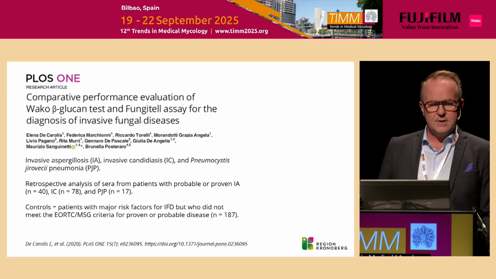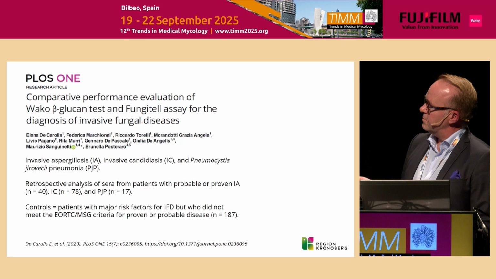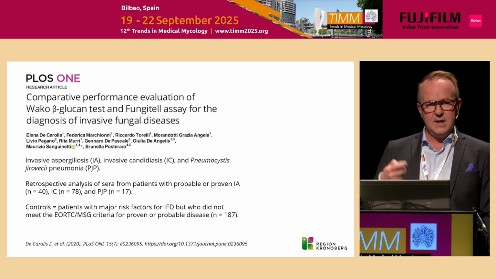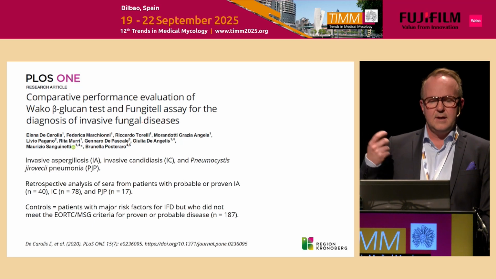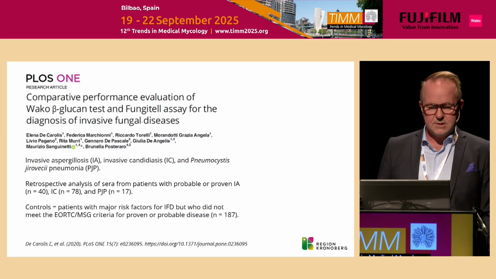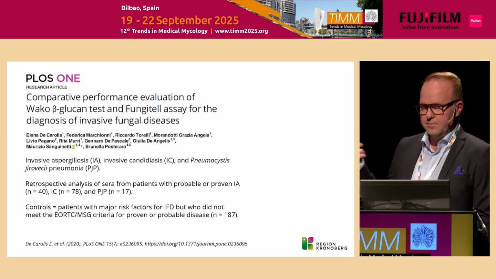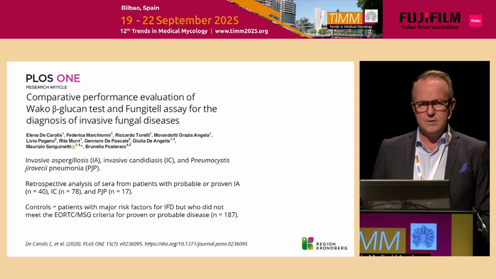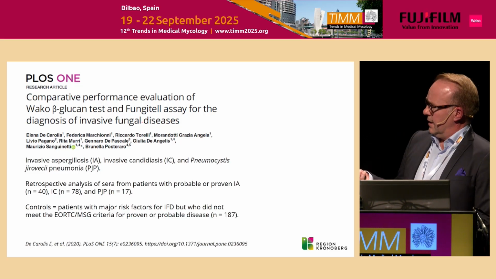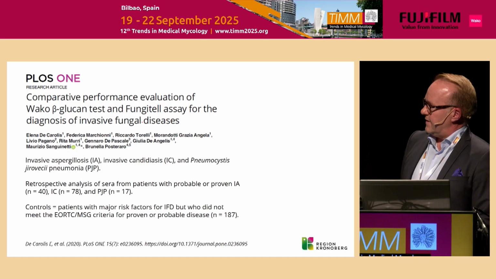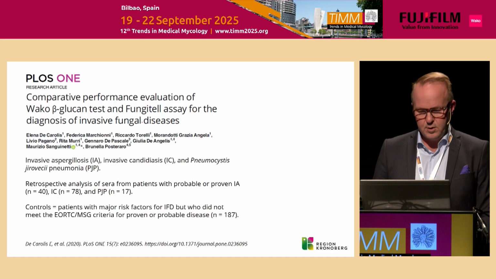The last paper is from Rome. They had a broader approach. They looked at invasive aspergillosis, invasive candidiasis, and pneumocystis. The diagnosis was done using accepted criteria at that time, and controls were patients with similar risk factors, but who did not fulfill the criteria for proven or probable disease.